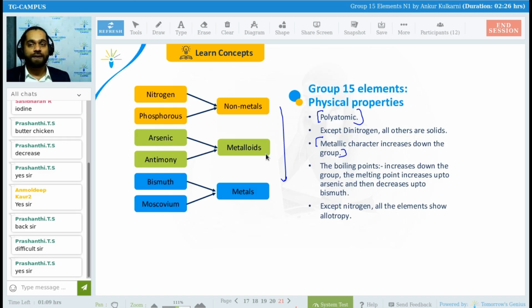Nitrogen is polyatomic. Phosphorus is polyatomic. What is the meaning of that? Sulfur. Sulfate ion? No, we are talking about sulfur. If I consider sulfate ion, I am including oxygen also. I do not want that. I am just talking about sulfur. If I say carbon dioxide, I am including oxygen also. So what do we mean by polyatomic?